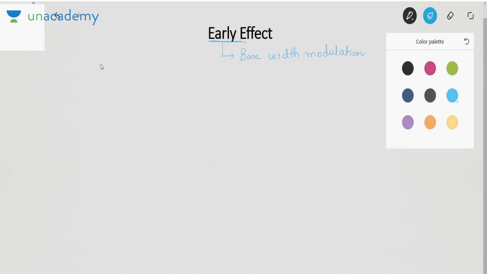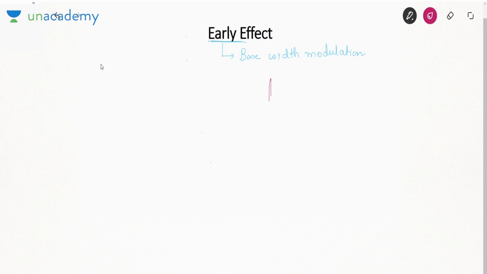Now in order to understand why it is not practical, we study something called the early effect. Early was a scientist and the effect that he described is called the early effect. This early effect is also known by one other name, which is called base width modulation. Now, as I have told you, in an NPN or PNP transistor in active region, we keep emitter base junction forward biased and collector base junction reverse biased. Suppose this is emitter, this is base, and this is collector.